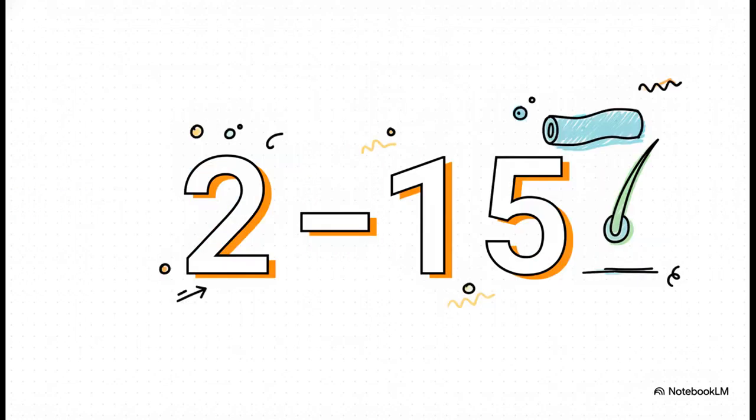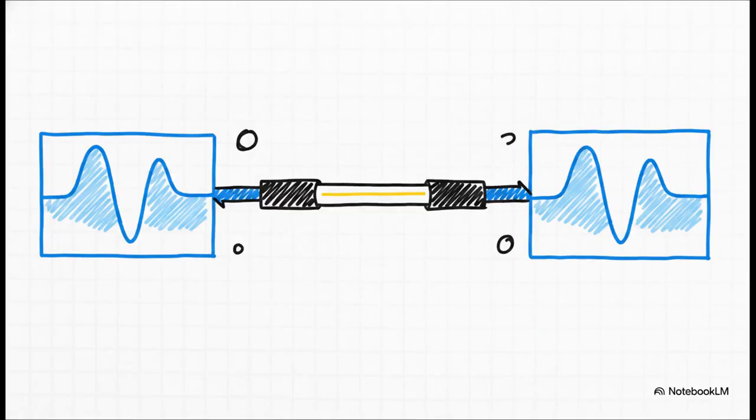Just imagine a diameter of only 2 to 15 micrometers. Seriously, to put that unimaginably tiny scale into perspective, a single strand of human hair is roughly 70 micrometers thick. So, this incredibly microscopic measurement represents the extremely narrow core size of a single-mode fiber. Because the core is just that exceptionally narrow, only a single mode, literally a single light ray, can physically fit and travel through it.